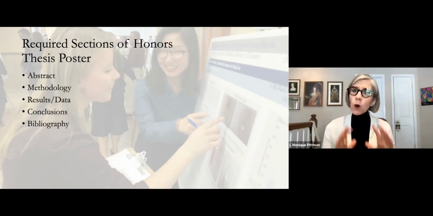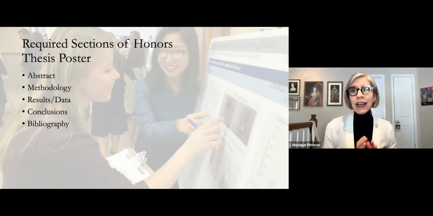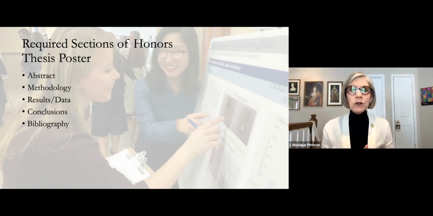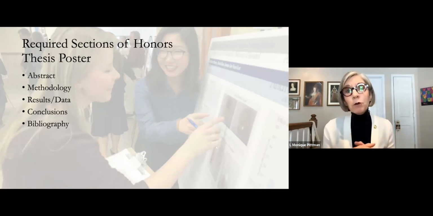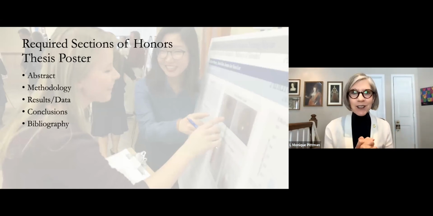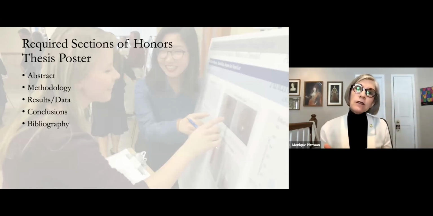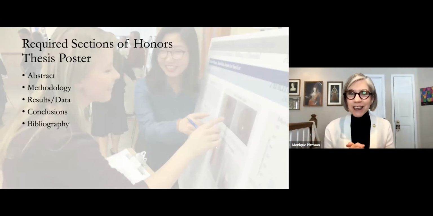In terms of the required components of the poster, again, think about how you will lay all this out as you design your poster, but you absolutely have to have an abstract summary of the project. This can be the 100-word abstract that you already submitted to the honors program. You then also need to have a section that lays out your methodology, that summarizes your results, the data you've collected, and that draws conclusions from the research that you've conducted.